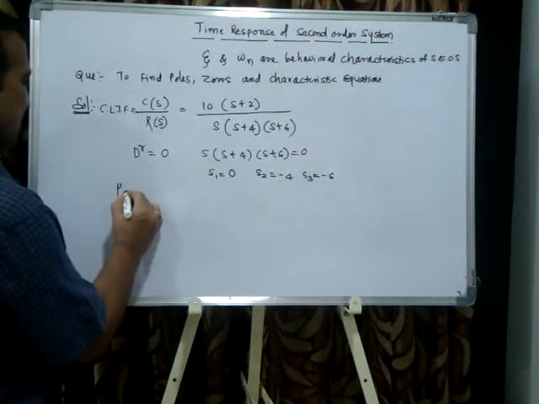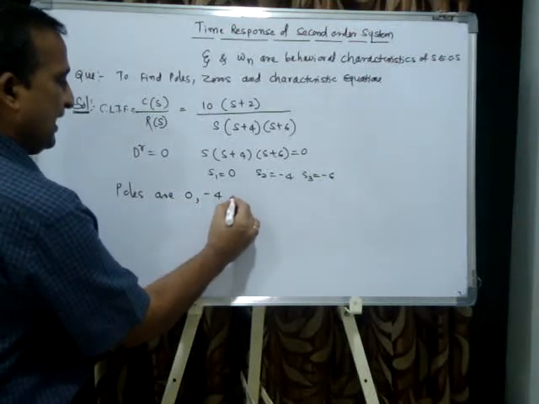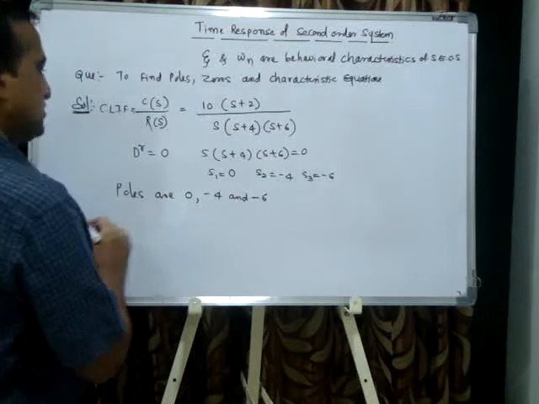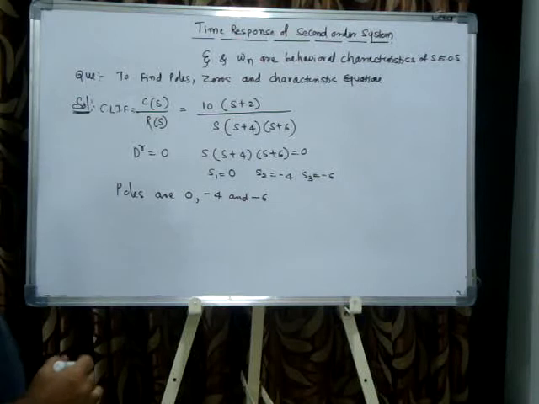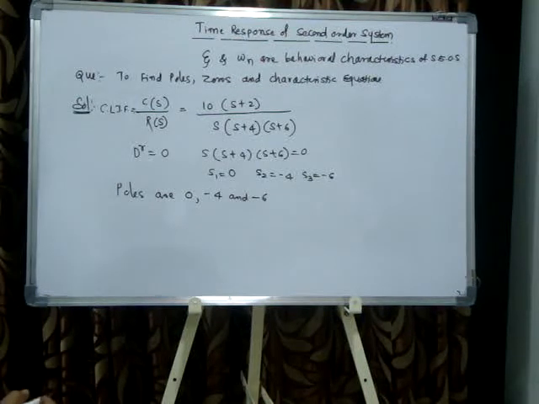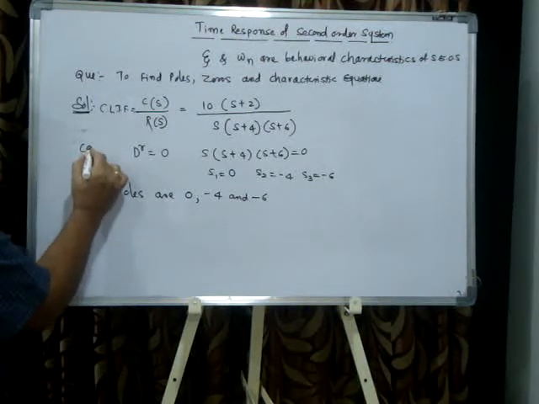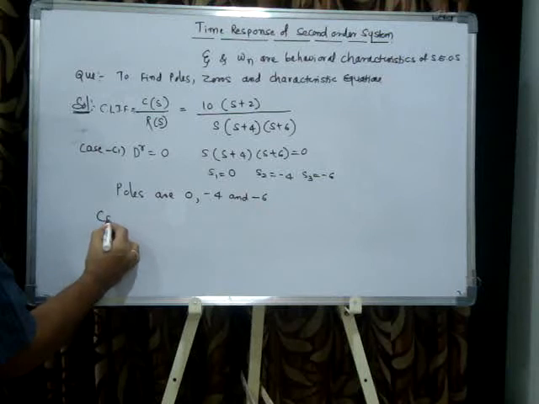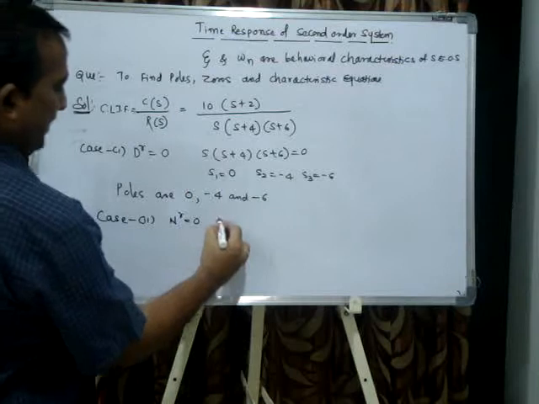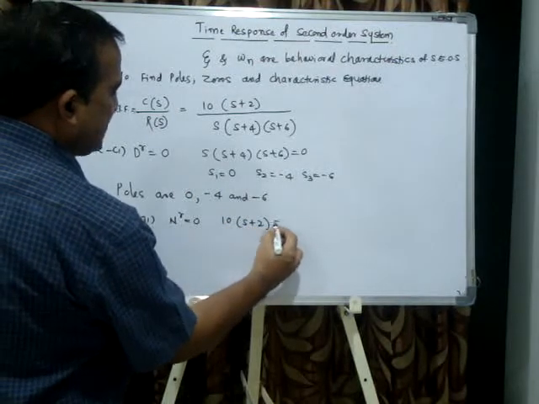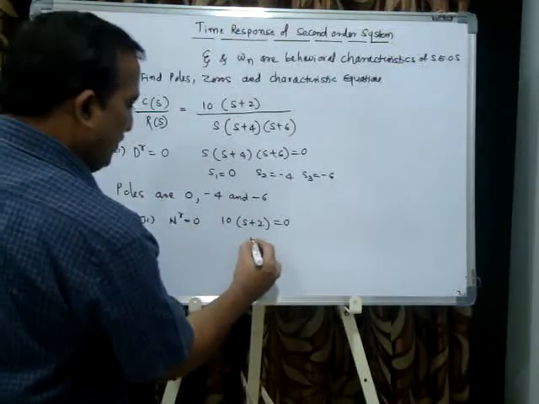Now the poles are 0, minus 4 and minus 6. Now this is a way to find the poles. This is case 1. Now I will go for case 2. In case 2, I will make the numerator equal to 0. Here 10 into bracket S plus 2. 10 is called the gain. Here there is only one zero, that is only one root.